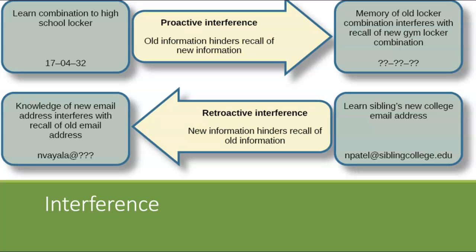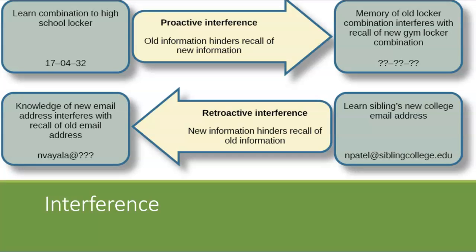Then with retroactive interference, new information hinders the recall of old information. So you learn your sibling's new college email address, and as a result, you cannot remember her old email address. That prevents you from remembering it.